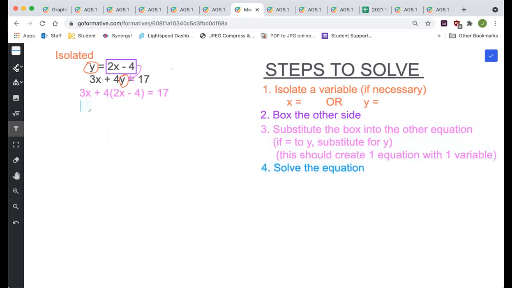So as we solve this, hopefully we recognize, oh, we're going to have to distribute this 4. We're going to have to multiply the 4 by everything in those parentheses. So when we do that, we have 3x plus 4 times 2x is 8x. 4 times negative 4, negative 16. It still equals 17, right? So we're solving, right? We have the 3x and the 8x. These can be combined. They're like terms. So those combine to 11x.